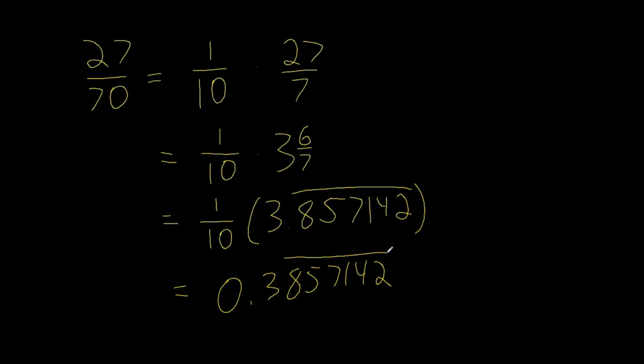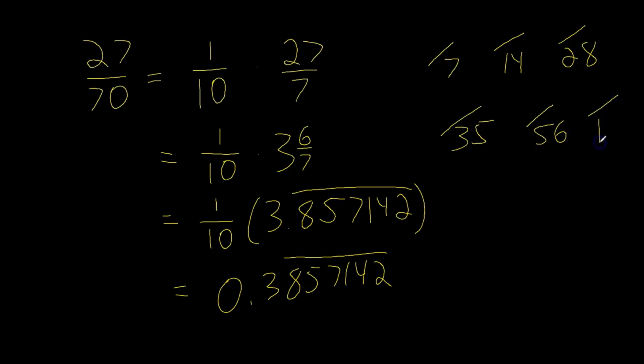So there you have it. This trick will help you working with fractions that have denominator 7, 14, 28, 35, 56, 70, etc., etc. Any denominator that involves 7 multiplied by some combination of 2s and 5s.